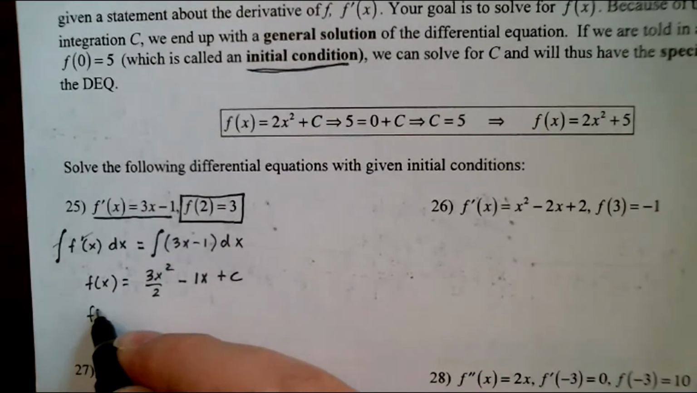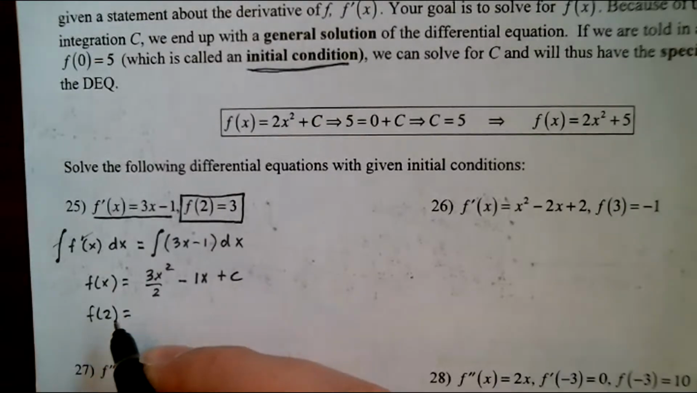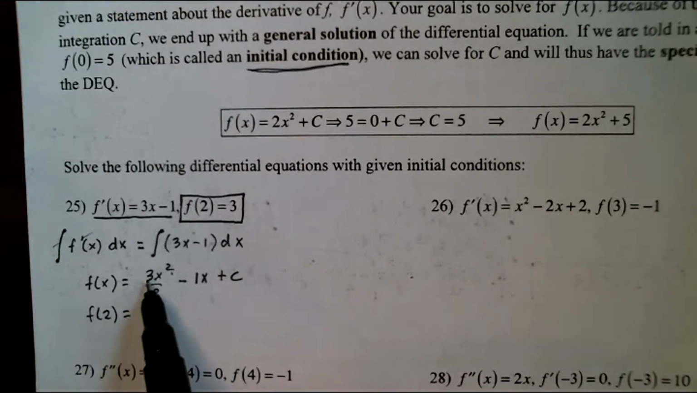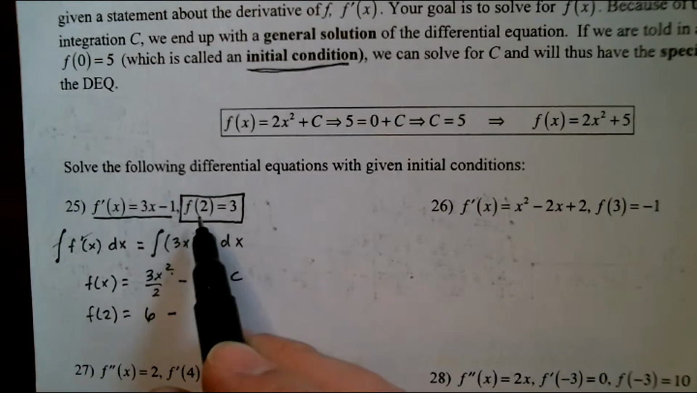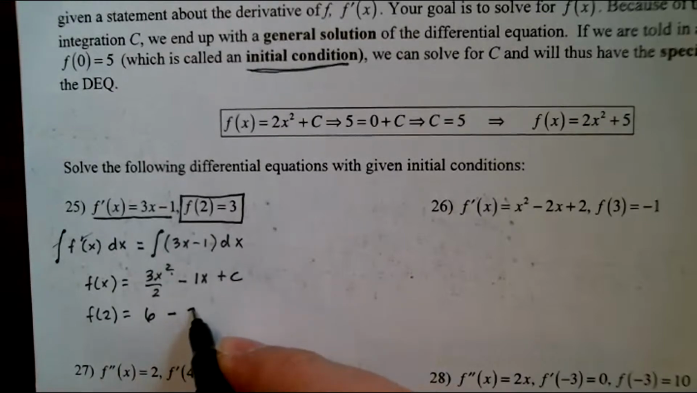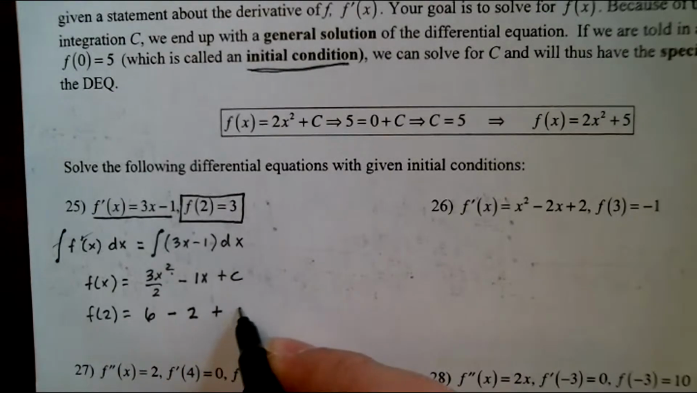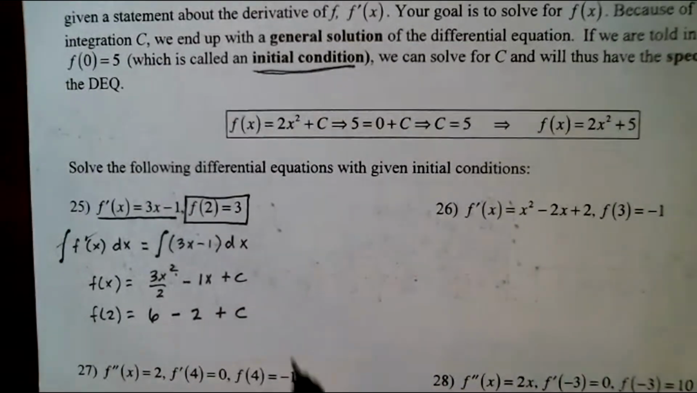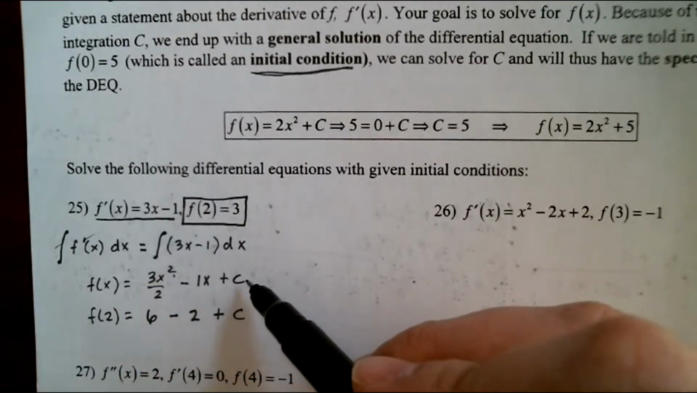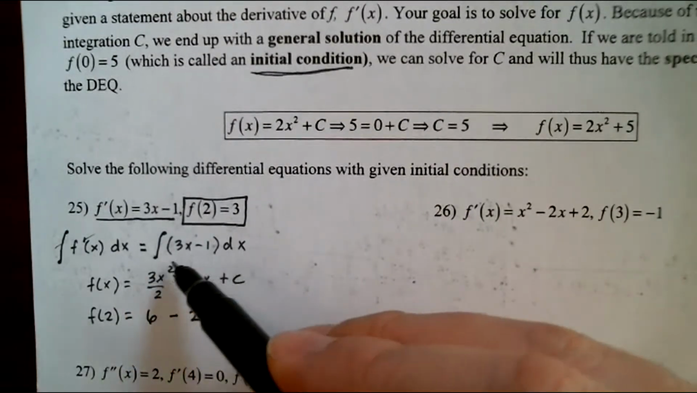So I say f of 2 is equal to, so plug 2 in there. 2 squared is 4. 4 times 3 is 12. 12 over 2 is 6. And then minus 1 times that 2, if we plug a 2 in, is 2. And then plus c. Okay. So once you get it simplified down to your f of x, now this right here is the general solution.